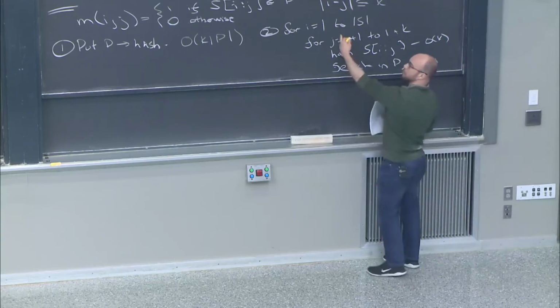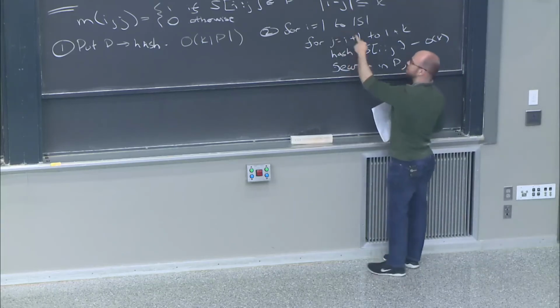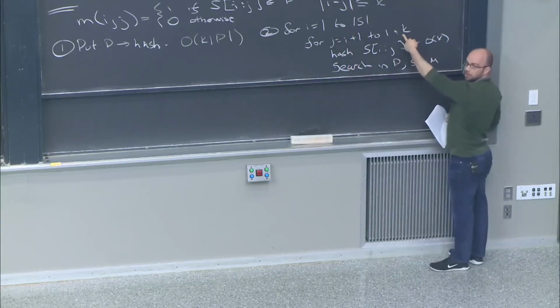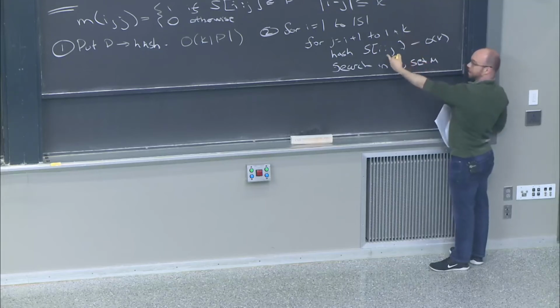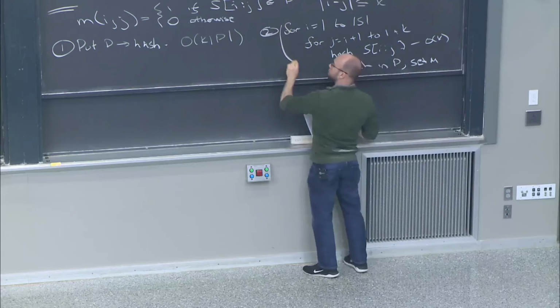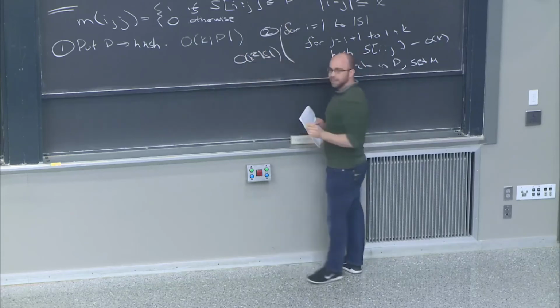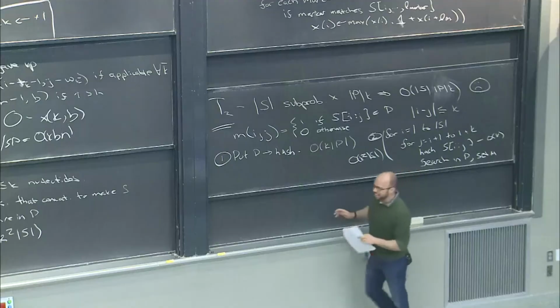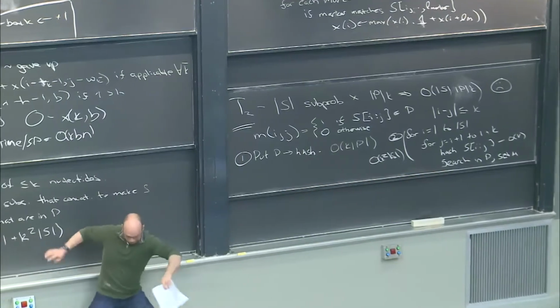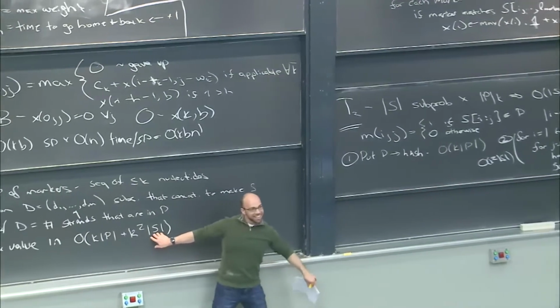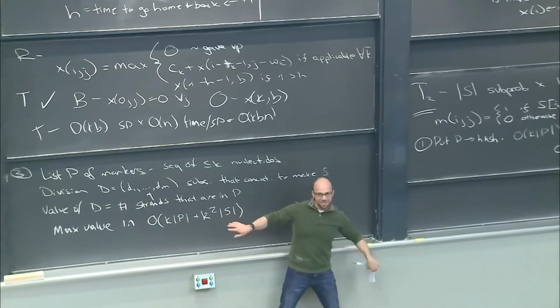How much time does it take? Well, I have a loop to the size of s. I have a loop of size k. I have a second loop of size k here to compute the hash. So this whole thing is going to take order k squared |s| time. Notice conveniently, and this is the second term in our runtime. So this is kosher.